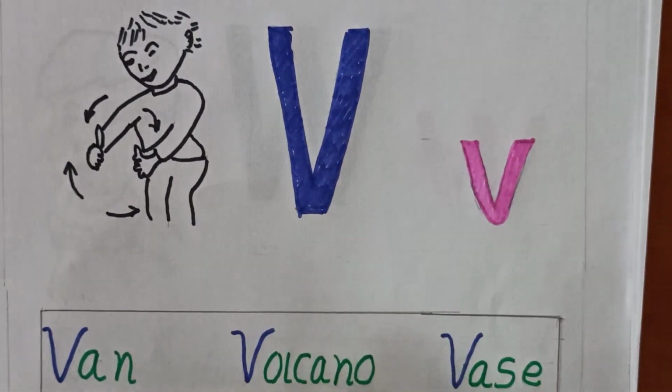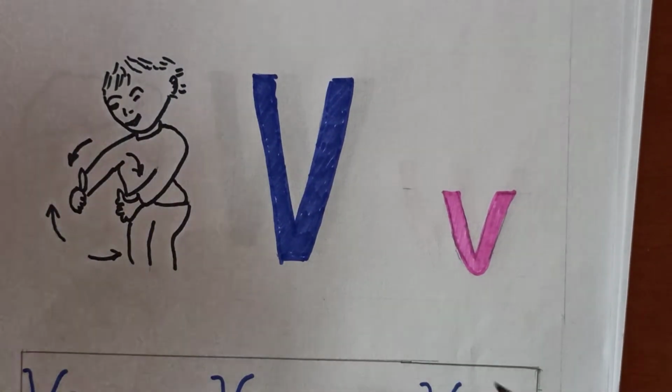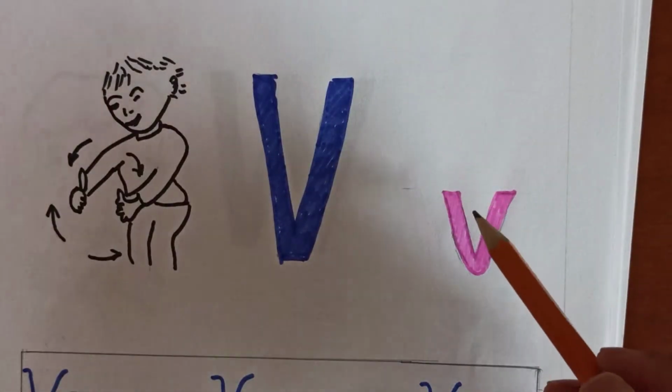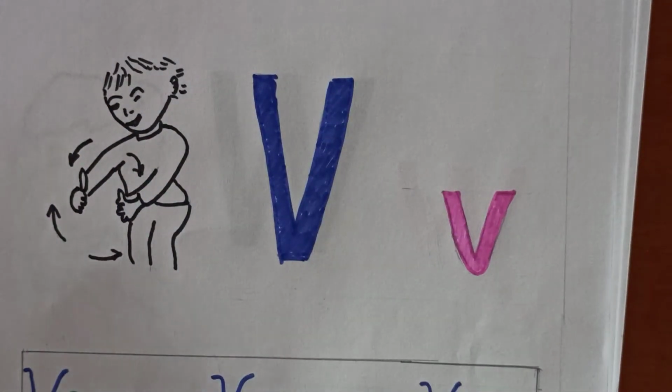The next letter is V. This is the uppercase V and this one is the lowercase v. The sound of V is v. What is the action? It is quite common when children sit in the car that they have the habit of moving the handle to and fro. This is how the action for the letter V is done.